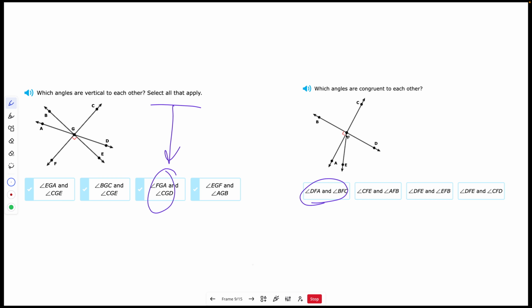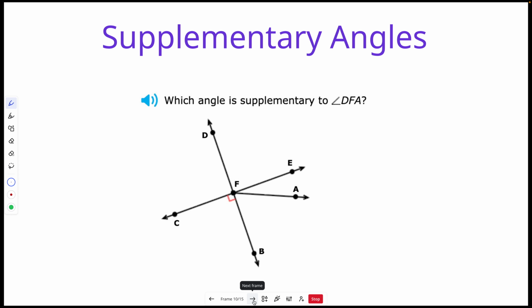when you have this red box there, that 90 degree right angle, it also means that this is a right angle. It means that this is a right angle. It means that this is a right angle. And so that means that DFA, which is 90 degrees, is equal to BFC, which is also a 90 degree angle.